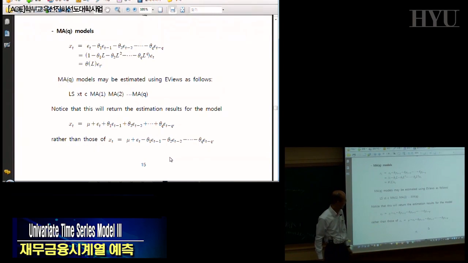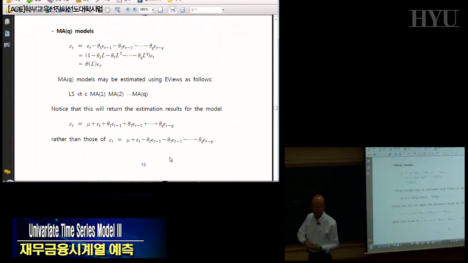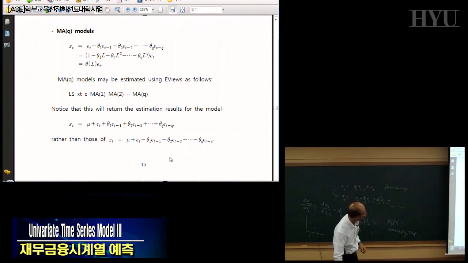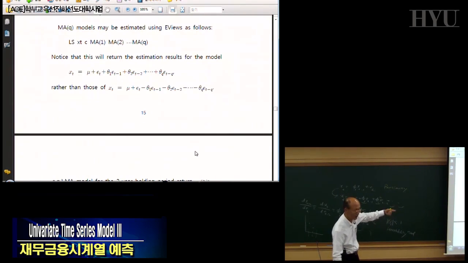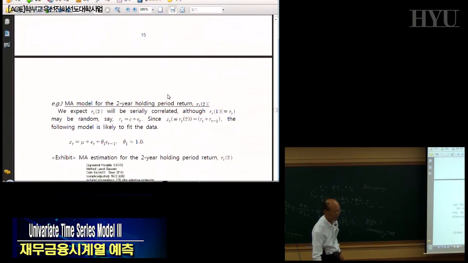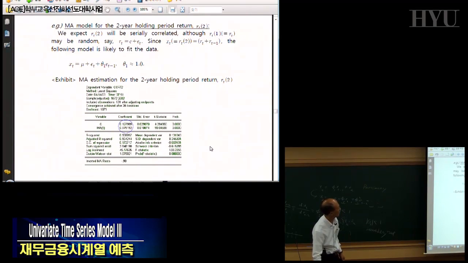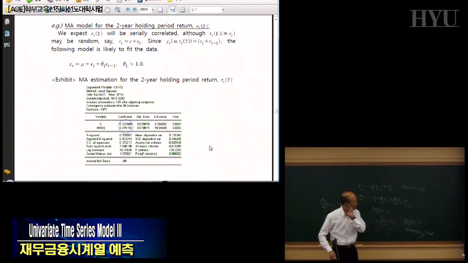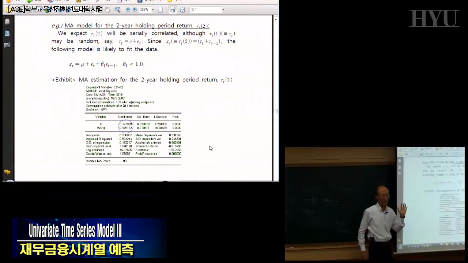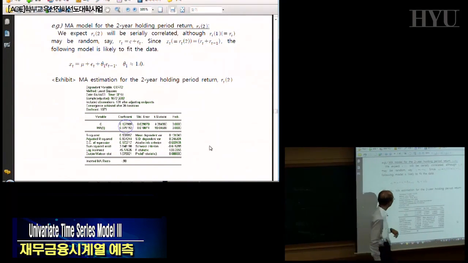So take note of this slight difference of convention used in EViews. So in EViews, it reports these parameters. Okay. You can easily see that, well, the moving average model should provide you the parameter estimate as you expected. See?